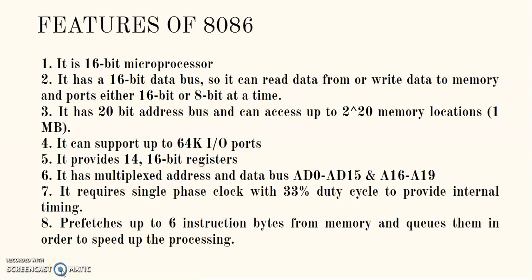And last, the most important feature of 8086 is that it has an instruction queue. With the help of this instruction queue, 8086 is capable of prefetching 6 instruction bytes from the memory and storing them in the queue while the current instruction is being executed, and hence it helps to increase the speed of processing. So these were some of the features of 8086.